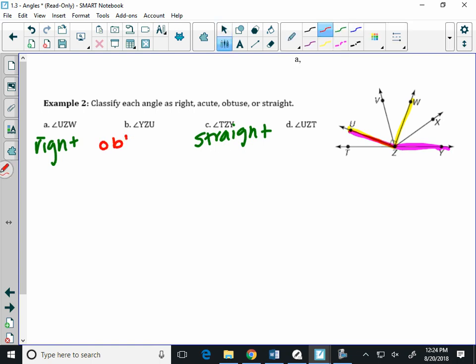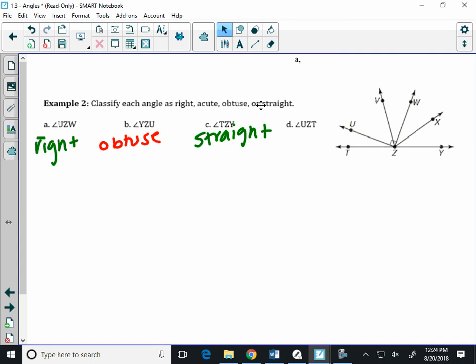Obtuse. How do you know it was obtuse? More than 90 degrees. Nice big wide angle. And then lastly, I'm going to highlight this last one. Start at U, go to Z, and go to T. What kind of angle? How would we classify that? Acute. Nice little acute angle. How'd you know it was acute? Very good. Less than 90, tiny little angle.